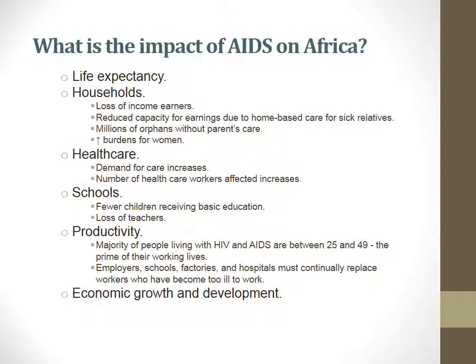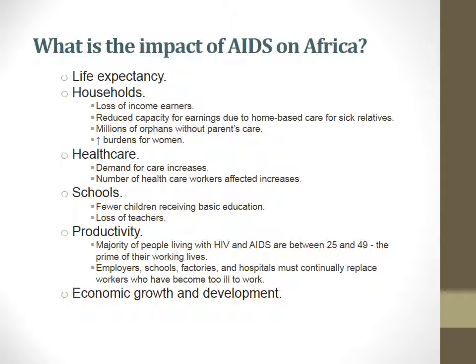This is a major concern because schools can play a vital role in reducing the impact of the epidemic through HIV education and support, but fewer children are receiving basic education as they are orphaned or forced into earning incomes or lose teachers to AIDS. All of this affects productivity, which in turn slows down economic activity and social progress.